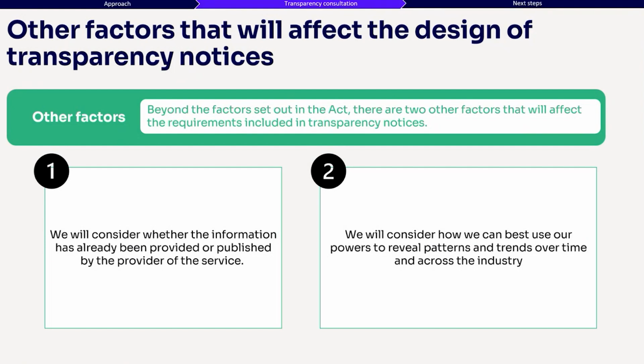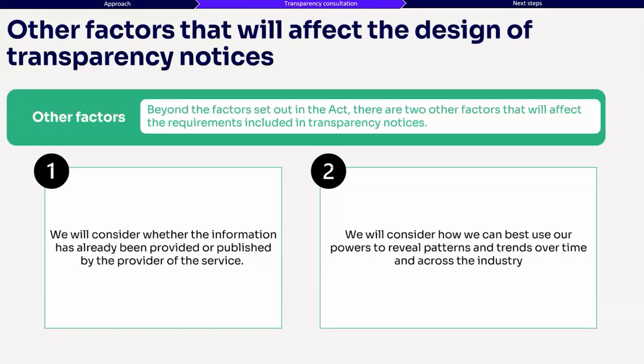First, we'll take account of the information that service providers might have already published or provided to Ofcom. So that might include information that has been published in voluntary transparency reports or other mandatory transparency reports or in other formats elsewhere. And where that information is already available, we might seek to avoid duplicating those requirements, and we might specifically consider if there are more specific breakdowns of that existing information that would be useful for the Online Safety Act's purposes.